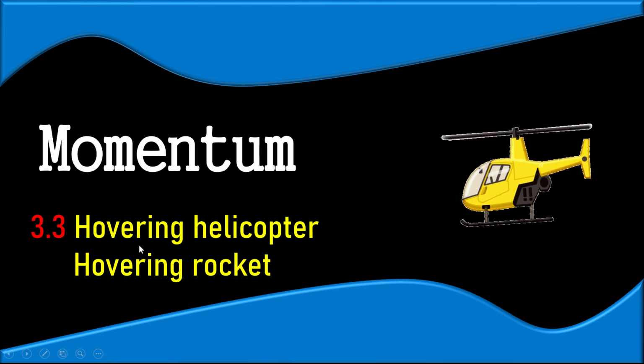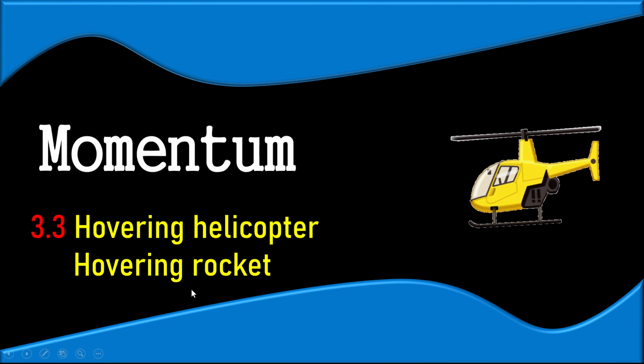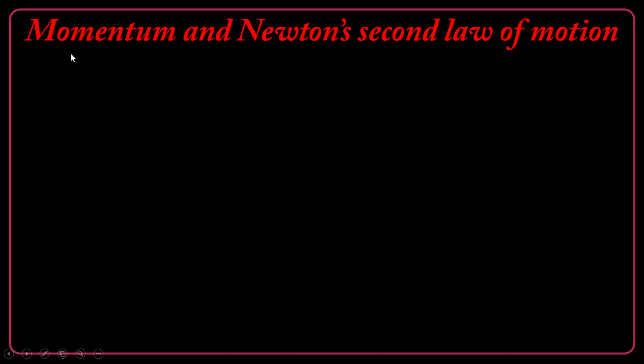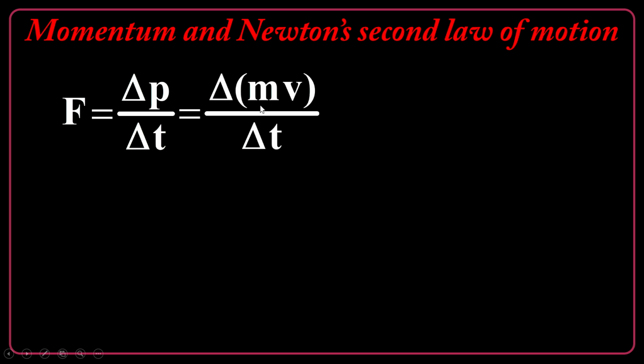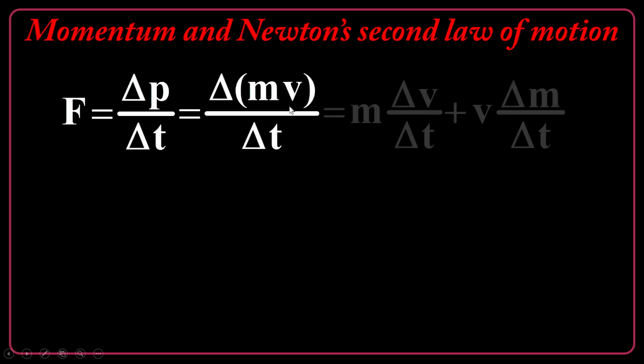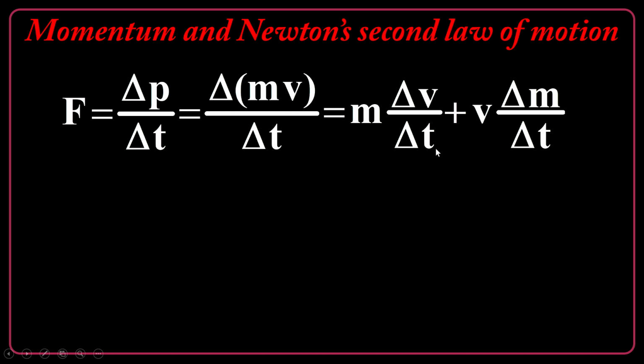In this video, I'm gonna go over hovering helicopter and hovering rockets. Let's start here again by a reminder of momentum and Newton's second law of motion. You remember I told you the external force acting on the system will be delta P over delta T, rate of change of momentum. And then let's substitute the momentum for mv, expand the delta, m delta v over delta t plus v delta m over delta t. Let's consider this equation term by term.